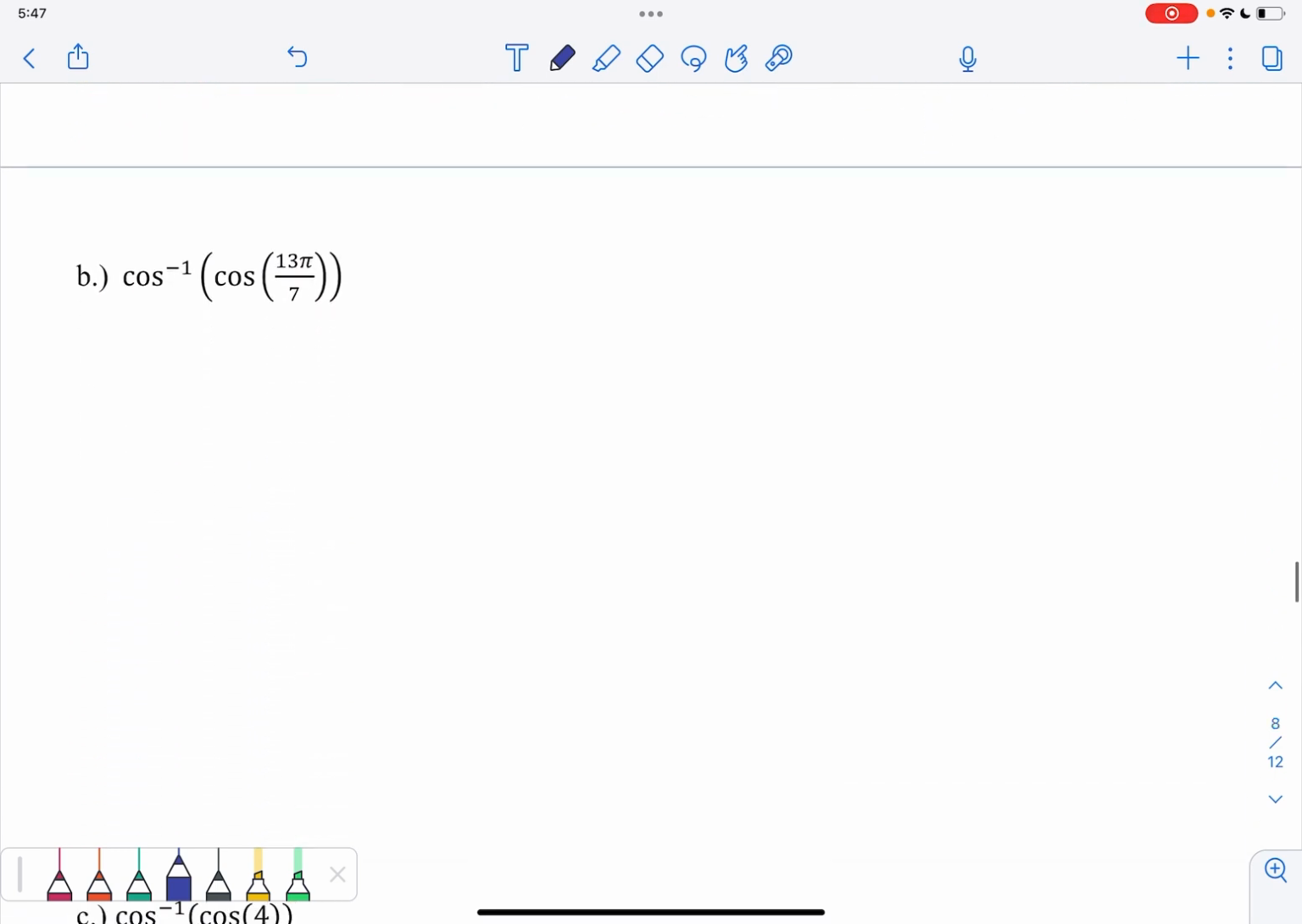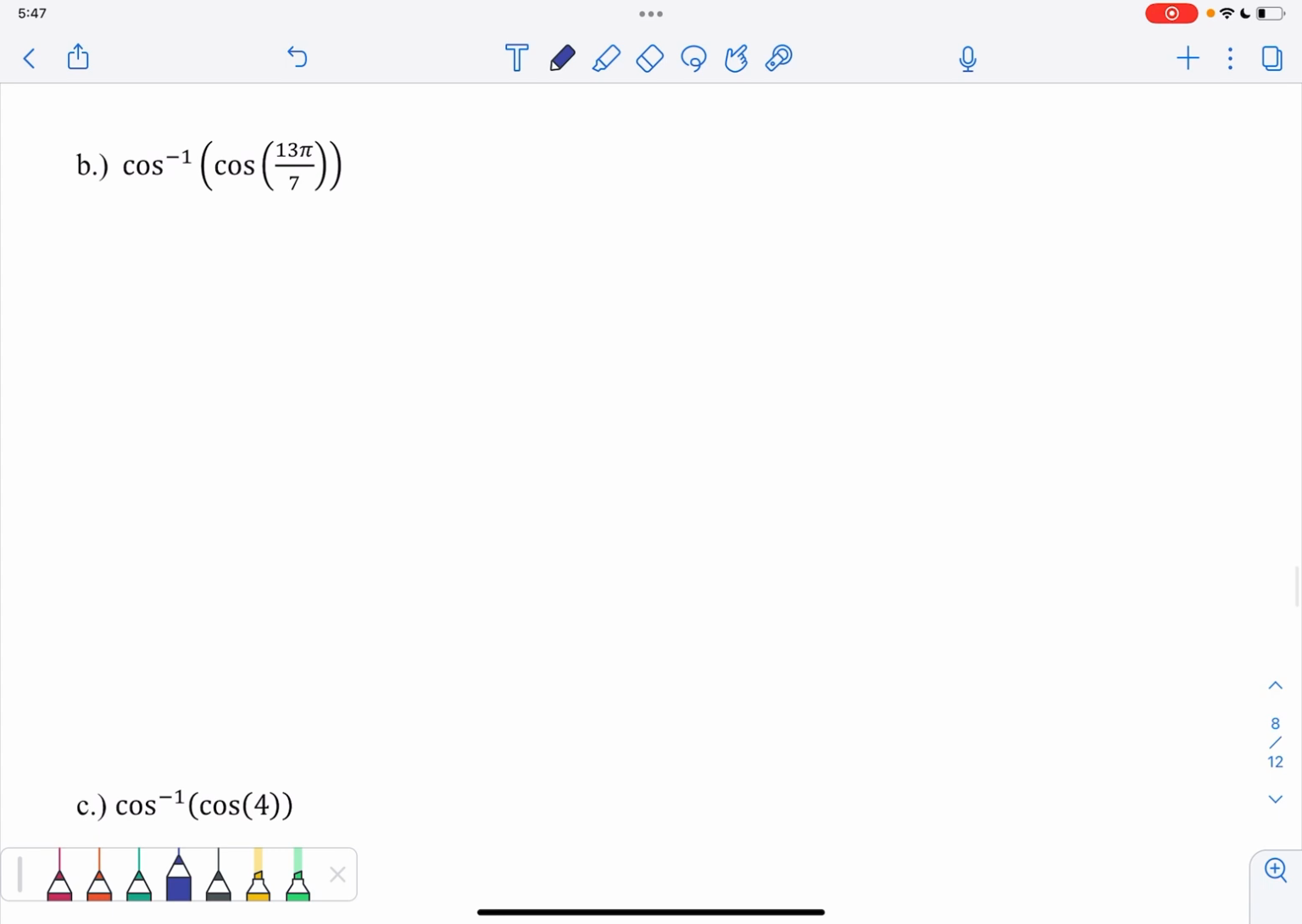All right, let's look at part B. What is cosine inverse of cosine of 13 pi over 7? Okay, well, a couple notes. So note 1. 13 pi over 7 is not in 0 to pi, right? I know that because 0 would be like 0 pi over 7 and pi would be like 7 pi over 7. And so it's not in there.